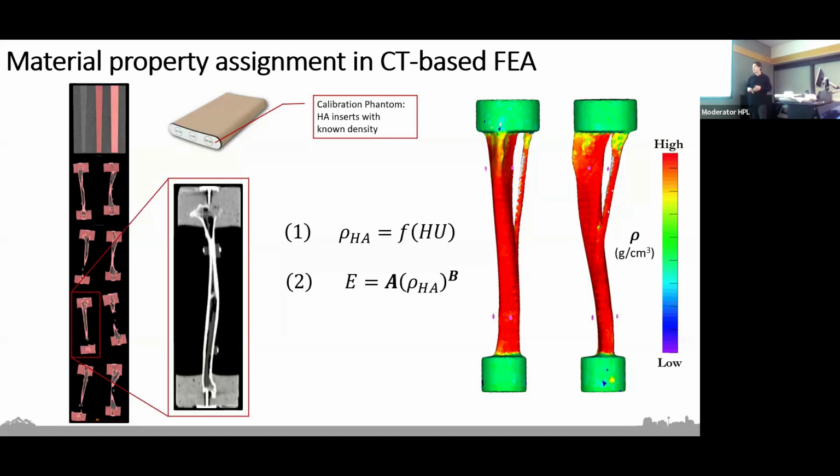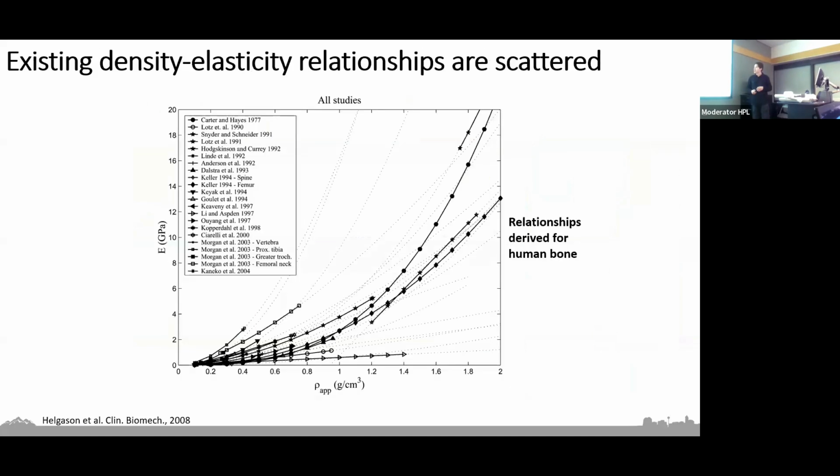So it looks something like equation 2, and we have these unknown constant parameters, coefficient A and exponent B. So the big question becomes, what is that coefficient A and exponent B that we should be using? There have been a number of density elasticity relationships developed, particularly for human bone, which is what we're looking at here on the screen now.